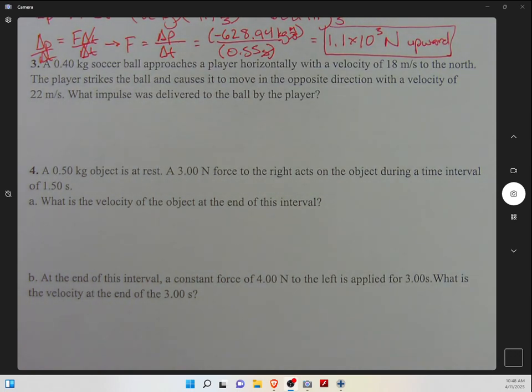Moving on to number 3. A 0.4 kilogram soccer ball approaches a player horizontally with a velocity of 18 meters per second to the north. The player strikes the ball and causes it to move in the opposite direction with a velocity of 22 meters per second. What impulse was delivered to the ball by the player? Again, what was the impulse delivered?